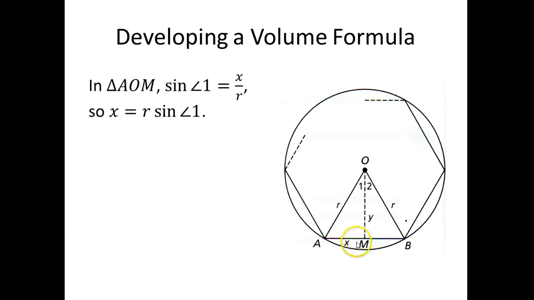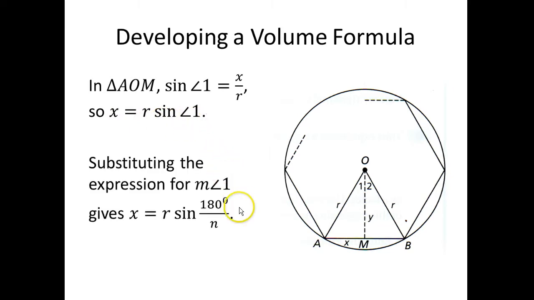Now, if you look at triangle AOM, the sine of angle 1 is x over r. If you remember, the sine is the opposite over the hypotenuse. So the side opposite angle 1 is x, and the hypotenuse is r. So the sine of angle 1 would be x over r. Notice I can solve this for the variable x by multiplying both sides by r, which leads to x equals r sine of angle 1.